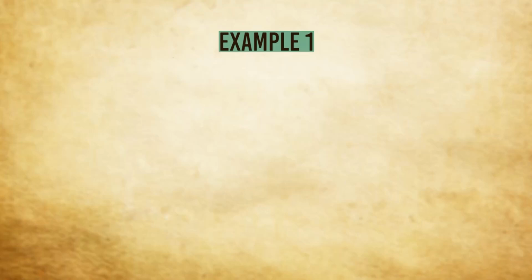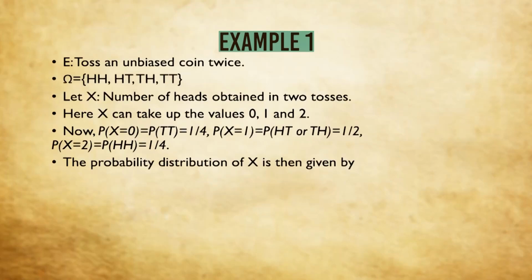So this is the first example. Toss an unbiased coin twice. So the sample space is HH, HT, TH, TT. We are defining x like in the beginning, that x is the number of heads obtained in 2 tosses. So clearly for the outcome HH, x will take up the value 2. For the outcomes HT and TH, x will take up the value 1. And for TT, x will take up the value 0. So that means x takes up the values 0, 1 and 2.